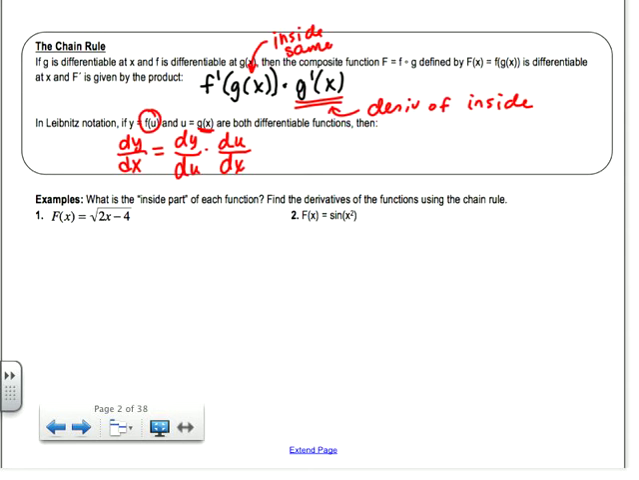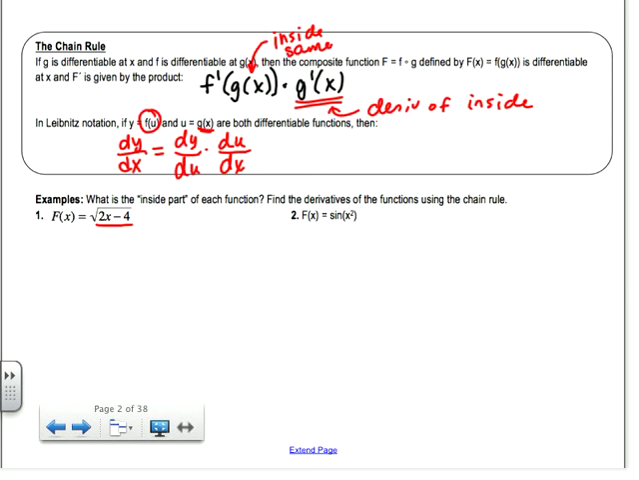Okay. So example 1, it says, what's the inside part of each function? Find the derivatives of the functions using the chain rule. So these are pretty easy. What's the inside part for number 1? 2x minus 4. Okay, a lot of textbooks will have you actually write this as a composition. So they'll say, okay, if you were writing f of g of x, you don't have to write this. F is the square root of x. G is 2x minus 4. The inside part is g, the outside part is f. So do you see how if you did f of g of x, you plug in 2x minus 4 for the square root? Okay, I'm not going to have you guys do that.